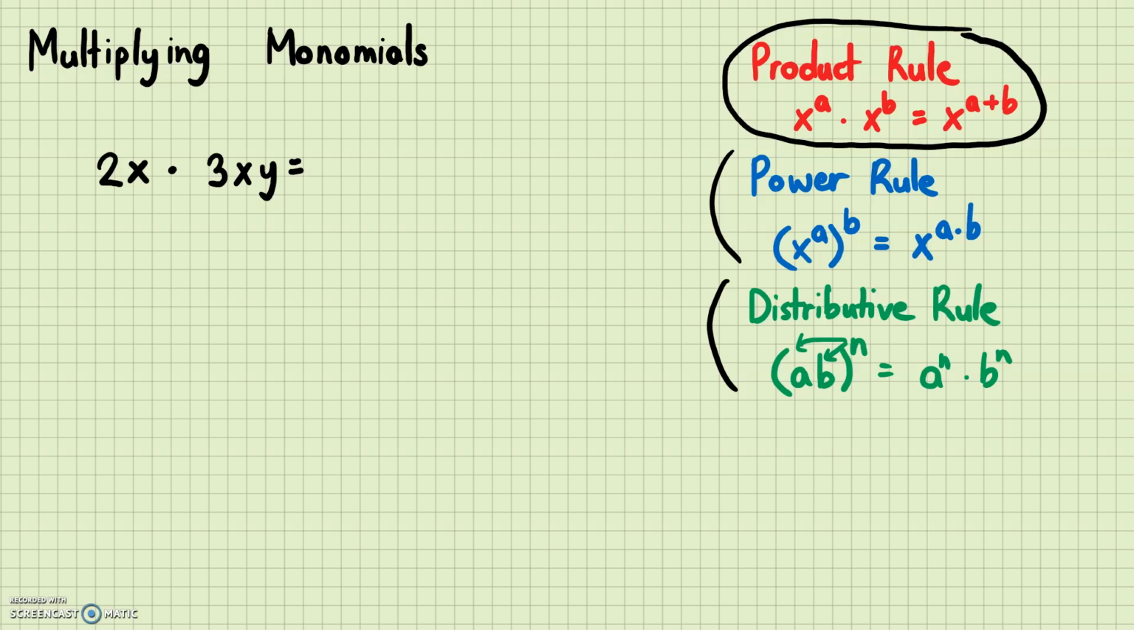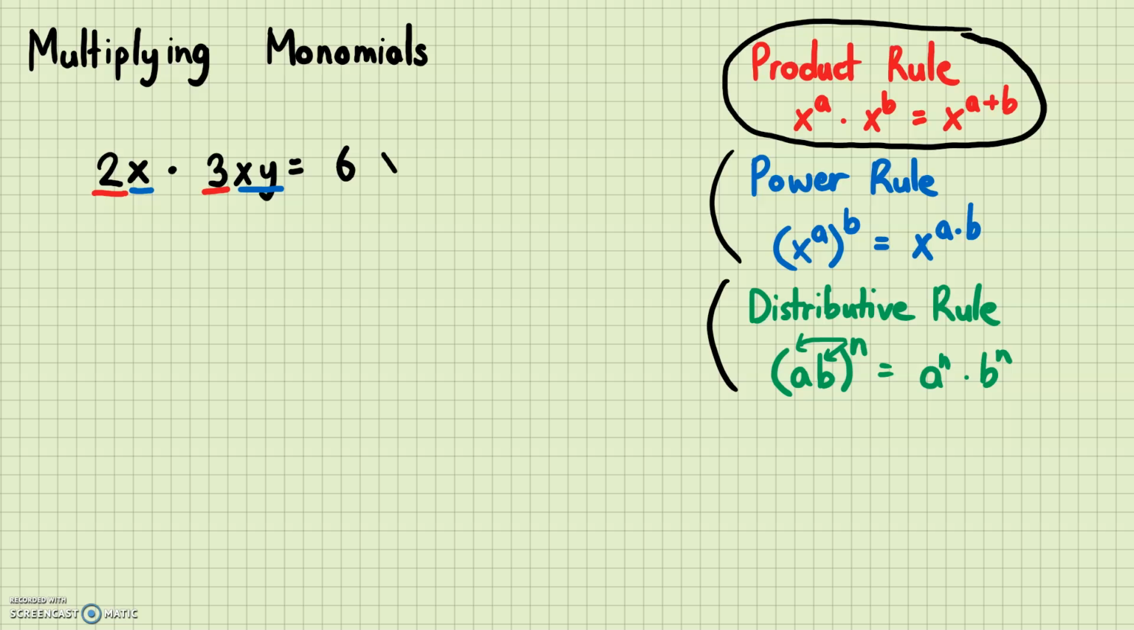Okay, now don't try to complicate things. I think the easiest way to multiply monomials is to remember to multiply the numbers with the numbers and multiply the letters with the letters. Okay, simple as that. So let's multiply 2 and 3. 2 times 3, of course, equals 6. And now we have to do x times xy.